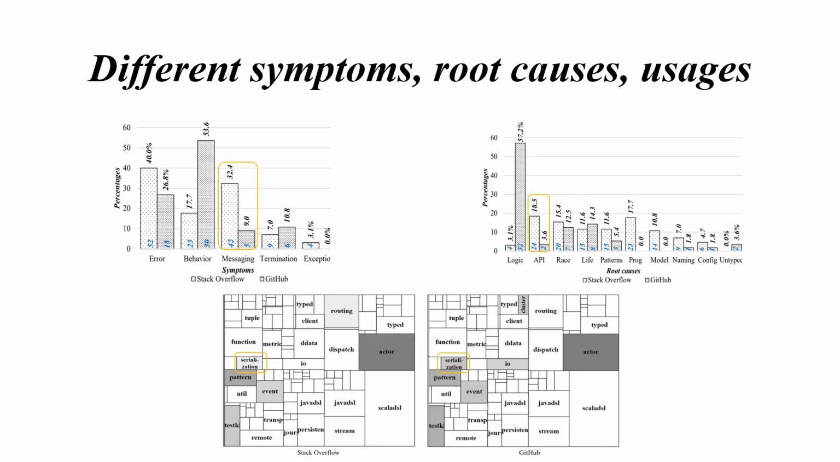Research question 4. How different are the characteristics of Stack Overflow and GitHub bugs? We find that symptoms, root causes, and API usages are significantly different among our Stack Overflow and GitHub bugs. For example, the incorrect messaging symptom is about 4 times more common for Stack Overflow bugs than GitHub bugs.